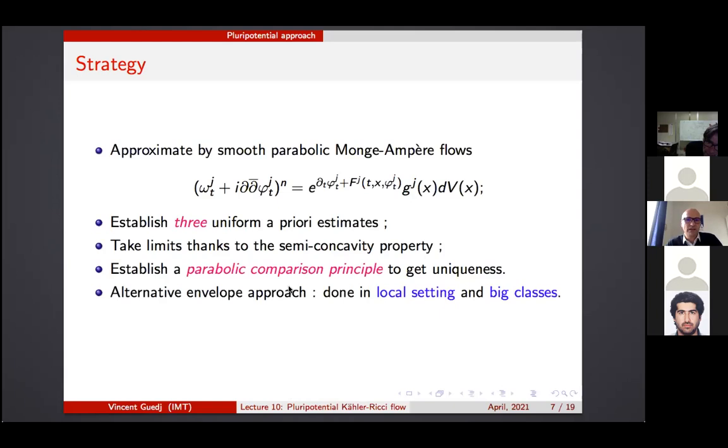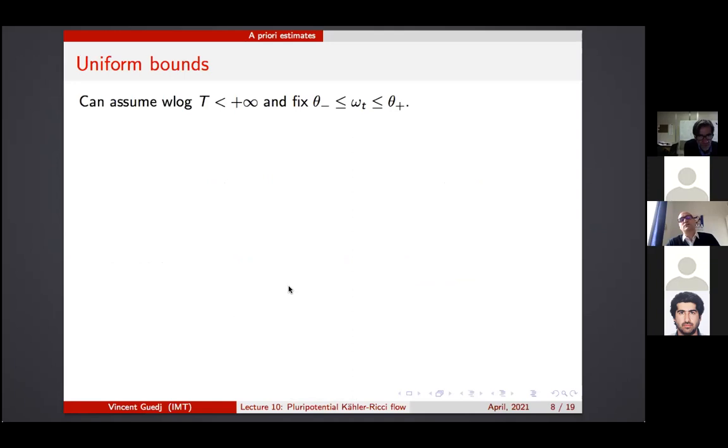So for a little while, let me assume that I'm considering these approximating flows, but I will get rid of the upper script J. Okay, so the flows will be smooth, but I will try to produce very uniform approximates. So here, as I said, there are essentially three uniform estimates to be established. Here is the first one, or at least the way it looks like. So we fix a finite capital time.